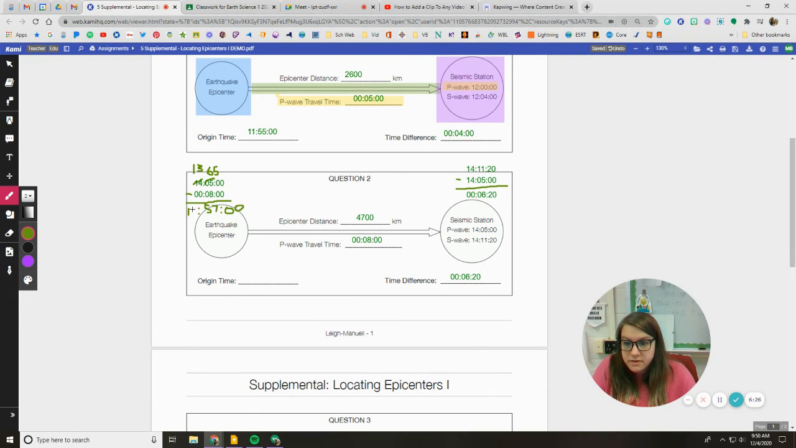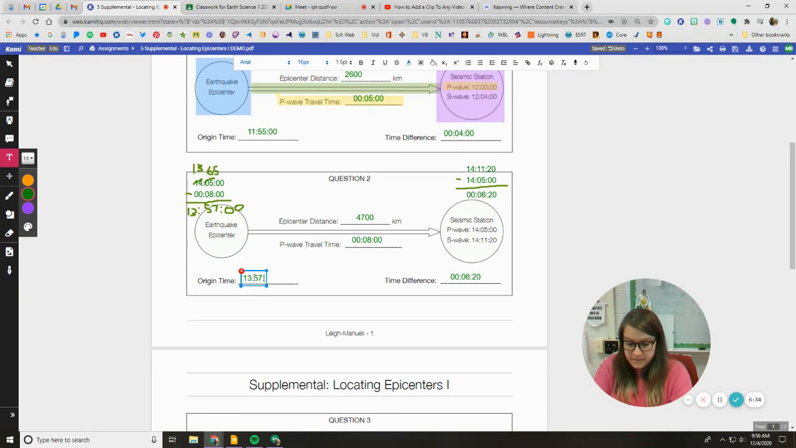So it was 13:57. Here's my text box. 13:57 is when the earthquake started.